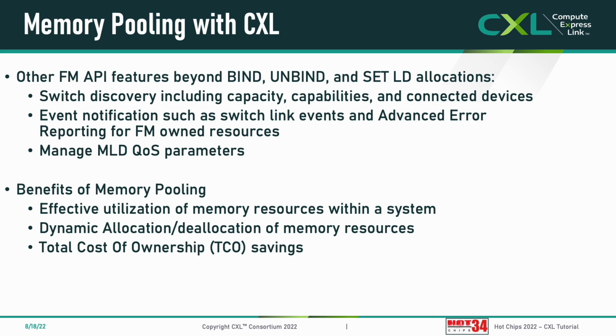The switch is responsible for event notifications, switch link events, advanced error reporting, anything associated with control or status that relates to Fabric Manager owned resources, or resources that the Fabric Manager may not own, but it still needs to have information about. Then lastly, things like the type 3 memory controller we mentioned earlier, the quality of service parameters, the things that allow for bandwidth latency characteristics, and that result in the memory controller giving information back to each host as to what those characteristics are. And the FM API allows all of these things to happen.